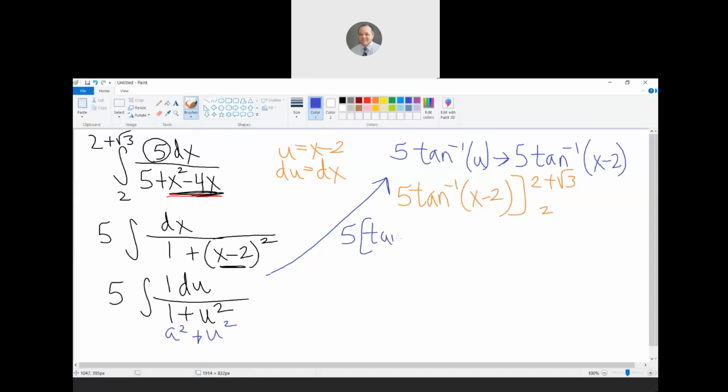inverse tangent of 2 plus square root of 3 minus 2 minus, remember, a minus sign goes in between your substitutions, inverse tangent of 2 minus 2. Now, the inverse tangent of 0, whether you use a calculator or an online calculator, that's still 0.